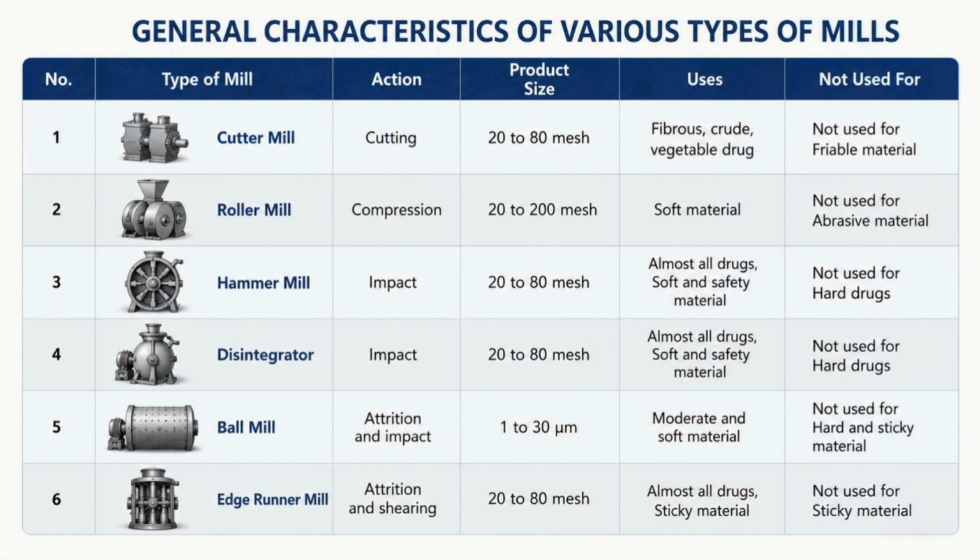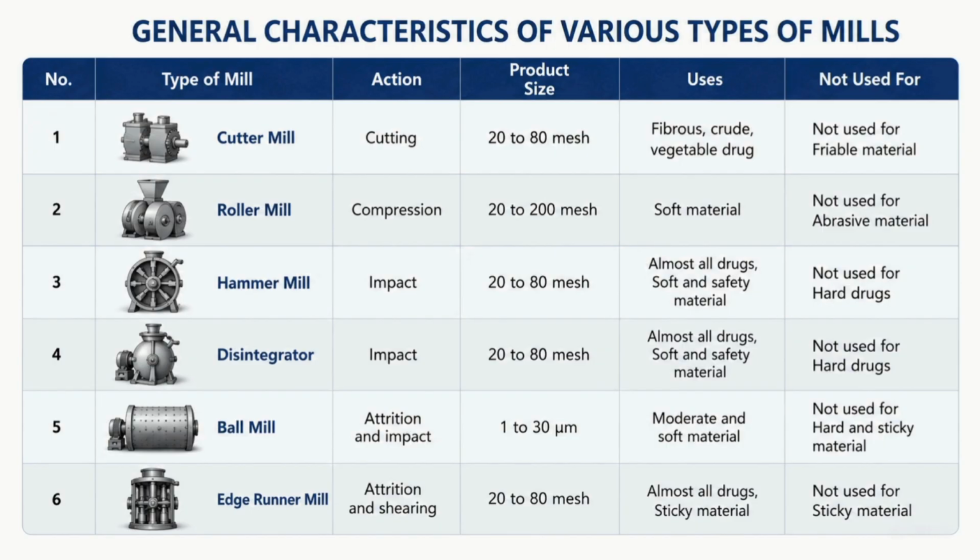General characteristics of the various types of mills are given in the table here. So here is a small table, so try to learn this table by heart properly. The first type of mill is the cutting mill. The action is cutting, and the product size is 20 to 80 mesh, and it is suitable for fibrous and crude drugs and not suitable for friable materials.